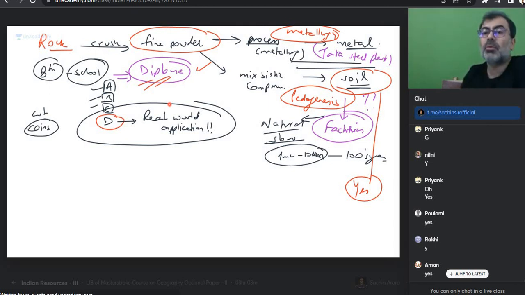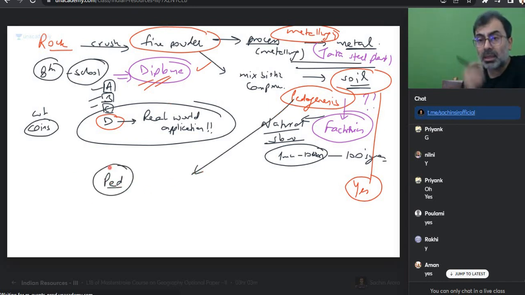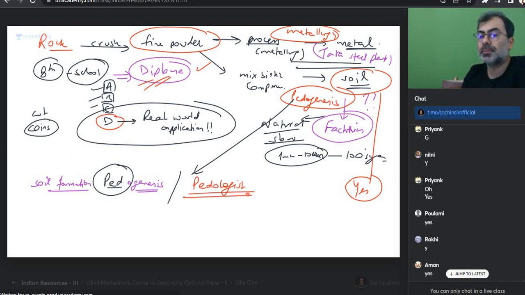What is the UPSC interview about? UPSC interview is about getting out of this and then answering the questions. So pedogenesis is a very, very slow process. Ped means foot. Something that comes beneath your foot is called ped. Pedogenesis means soil formation. That process is called pedogenesis. And a soil scientist is called a pedologist.